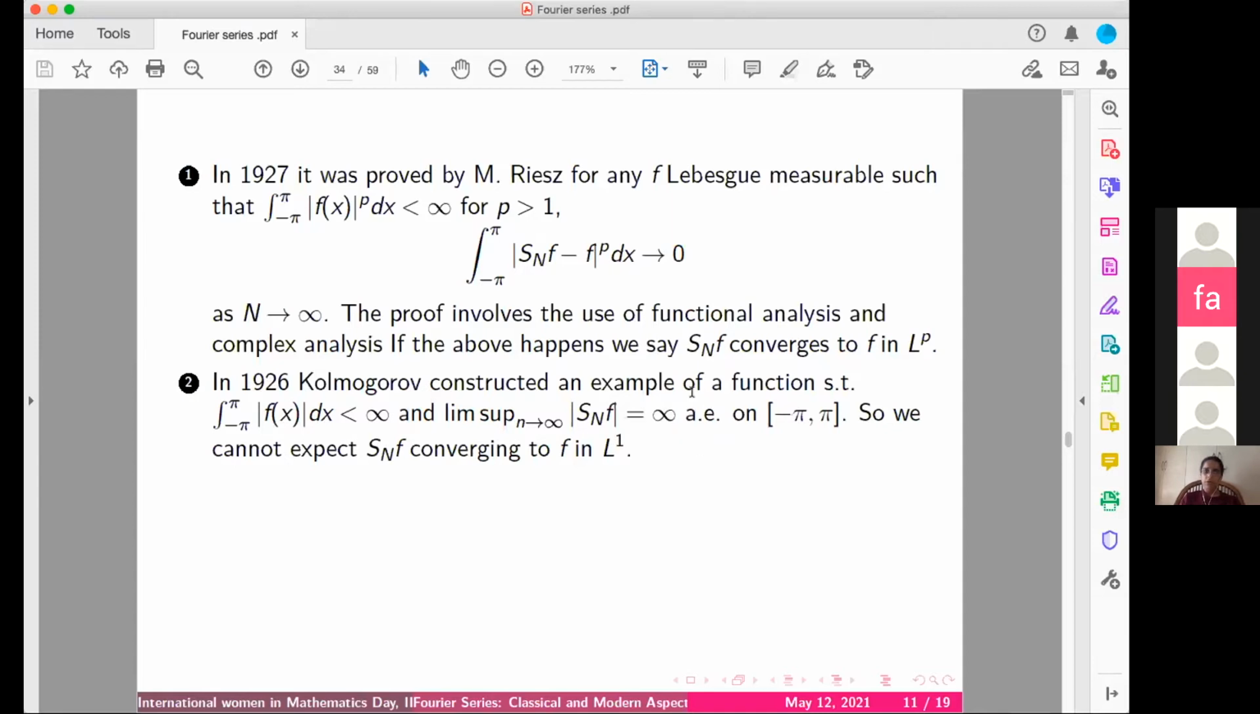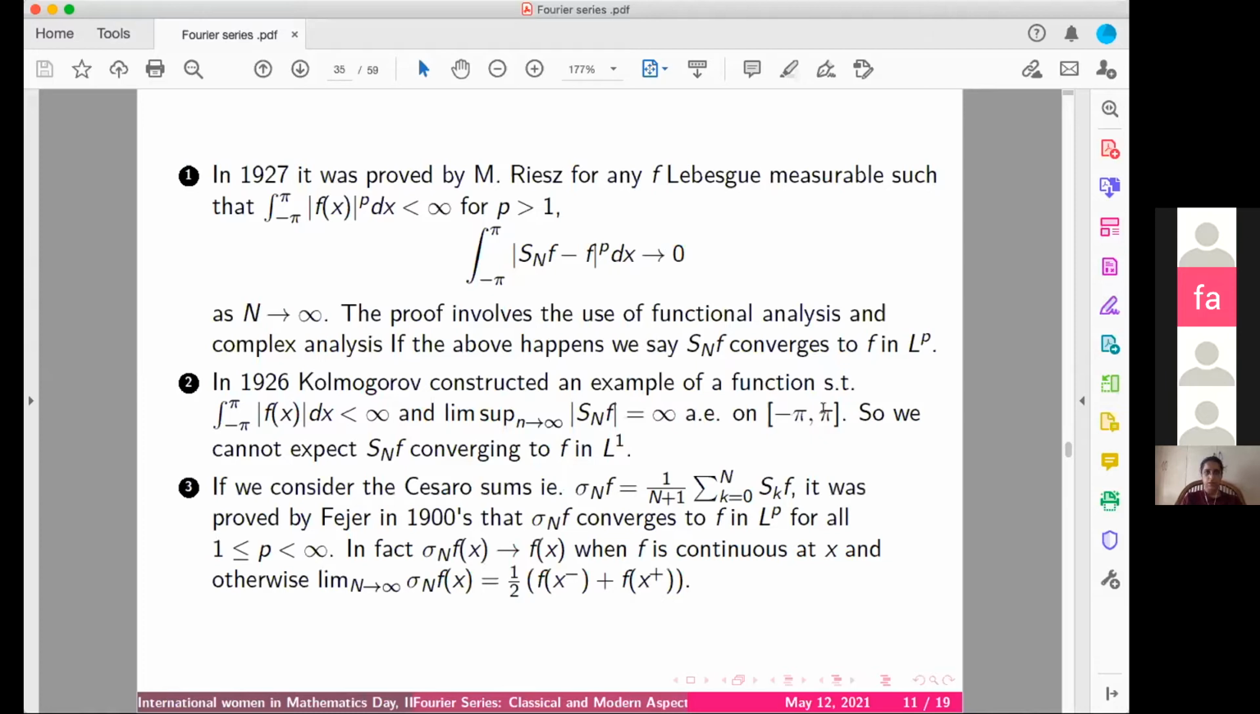For those who don't know, almost everywhere means that this is equal to infinity except on a set which is very, very small in terms of length. Okay. So you see, these partial sums are not successful in L1, right?